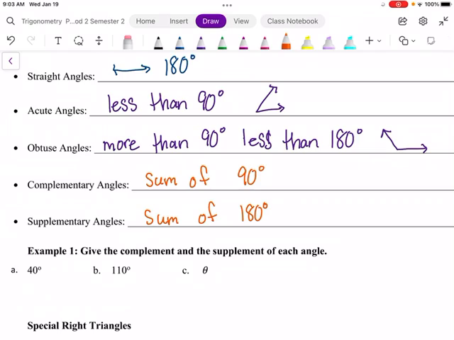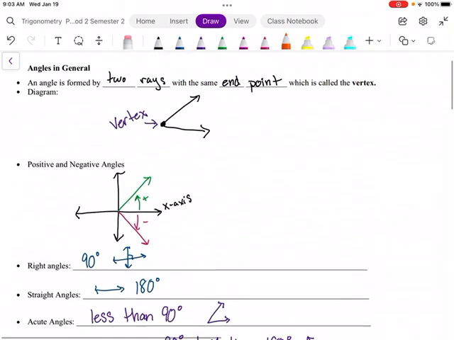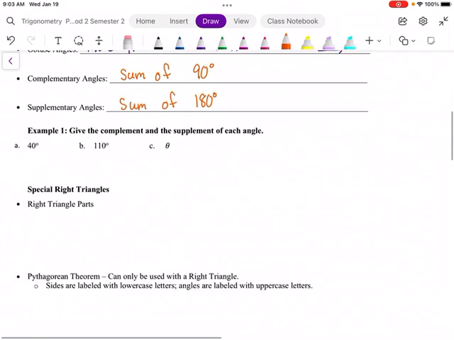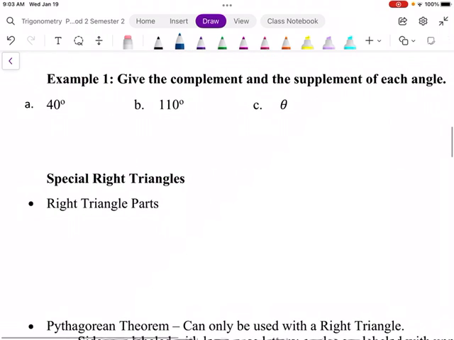So this is hopefully just review from geometry or your trig unit that you did last year. And now we're just going to go through a few examples. Give the complement and the supplement of each angle. So remember, complement means they add up to 90 degrees, supplement is 180 degrees.